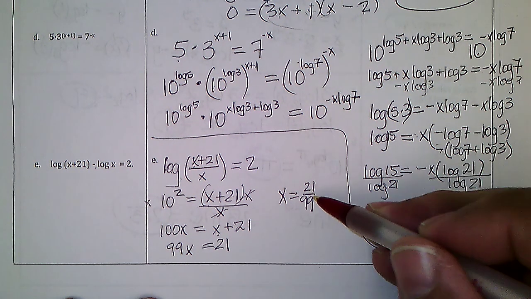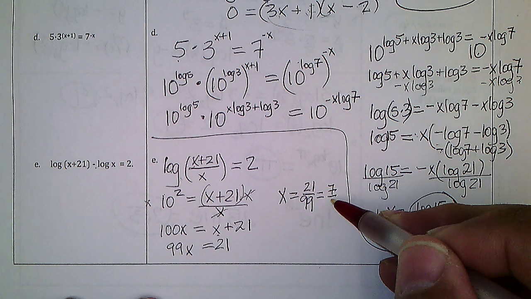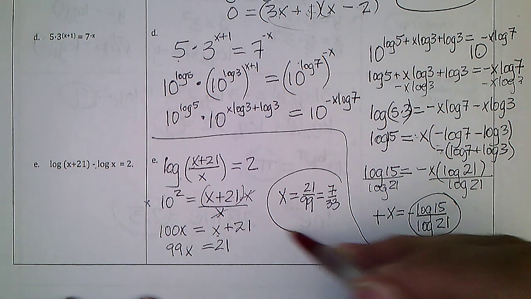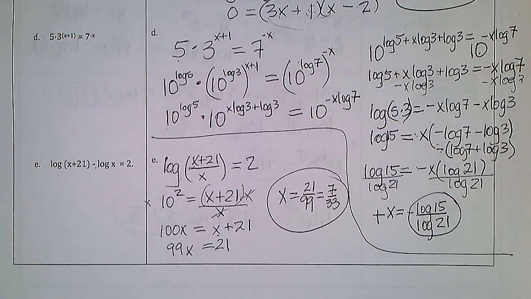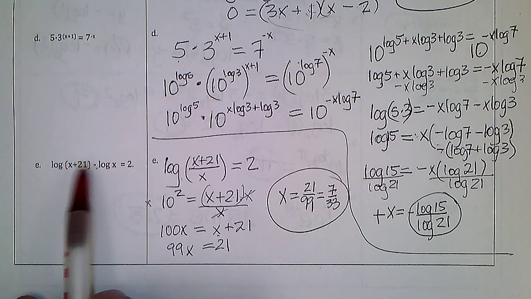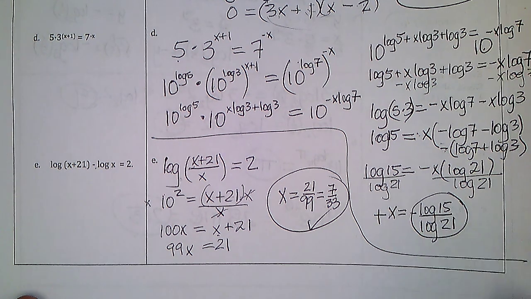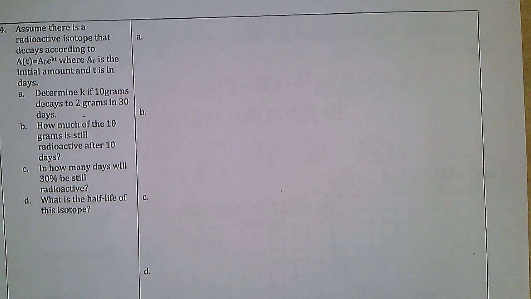If you divide 3 into that, you get 7 over 33. And that's a positive number. That works in there, and that works in there. So we check our answer, and it does check. Okay? And now the final page. All right.